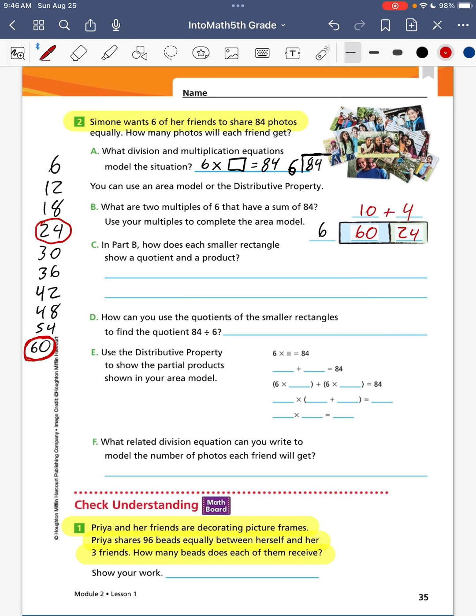So, in this area model that we have drawn, each of the small rectangles shows a partial quotient and the product of 6 times the partial quotient. I can summarize this up as these smaller rectangles show partial quotients.